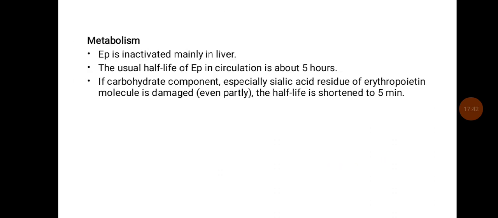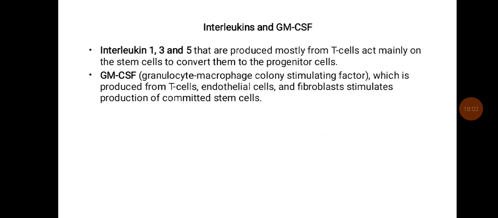Metabolism of erythropoietin occurs in the liver, where it is usually inactivated. The half-life of erythropoietin is around 5 hours in the blood. If the carbohydrate component, especially the sialic acid residue of the erythropoietin molecule, is damaged, the half-life can be shortened to 5 minutes.